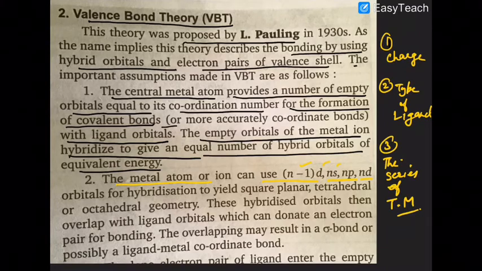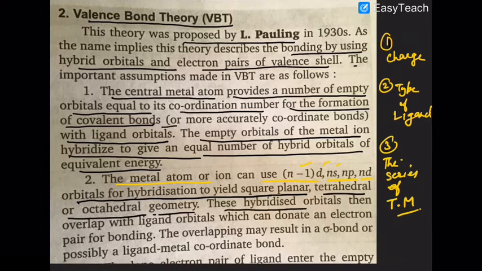So based on that, they can undergo hybridization to give you square planar, tetrahedral and octahedral geometry. These hybrid orbitals then overlap with the ligand orbitals, which will donate their electrons to these hybrid orbitals.